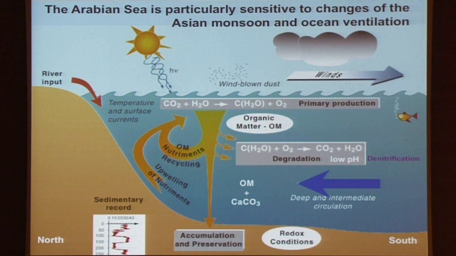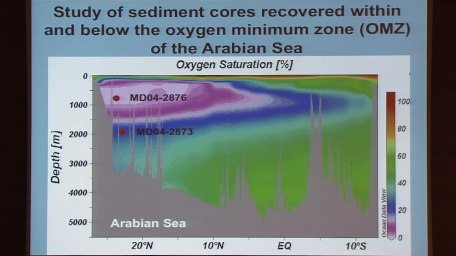The bacteria are consuming the dissolved oxygen, and when the dissolved oxygen is almost zero, other types of bacteria can switch to using the dissolved nitrate and do denitrification. In that case, they produce gases such as nitrous oxide, and they can go down even to nitrogen. In order to study those processes, we looked at different sediment cores.